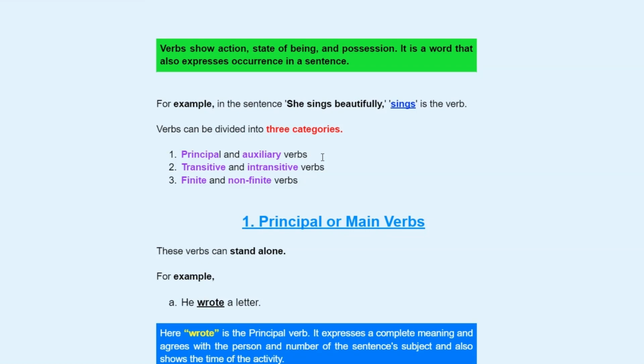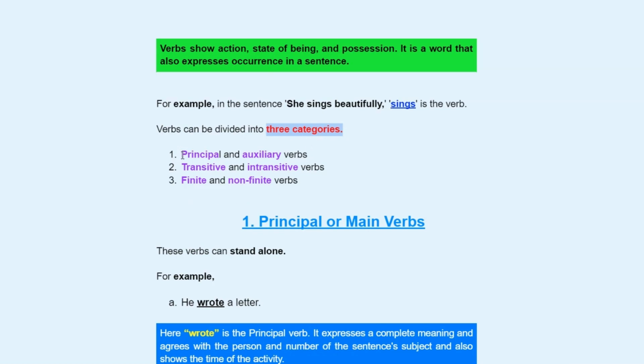Today I will present another interesting video of verbs and practice worksheets with answers for class 6. Before exploring the worksheets, we will learn what a verb is, how to identify different types of verbs, and how to solve the verbs worksheets with answers. So, let's get started. Verbs show action, state of being, and possession. It is a word that also expresses occurrence in a sentence. For example, in the sentence "She sings beautifully," sings is the verb.